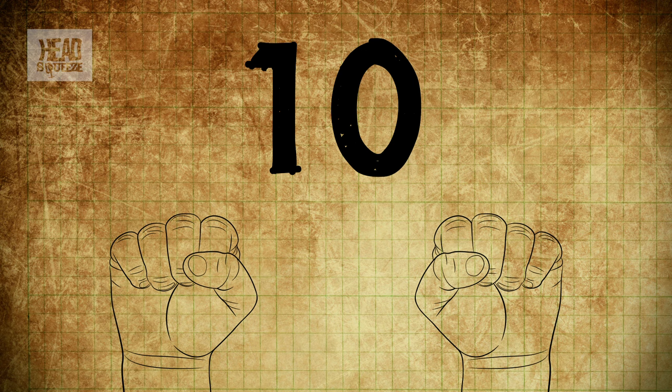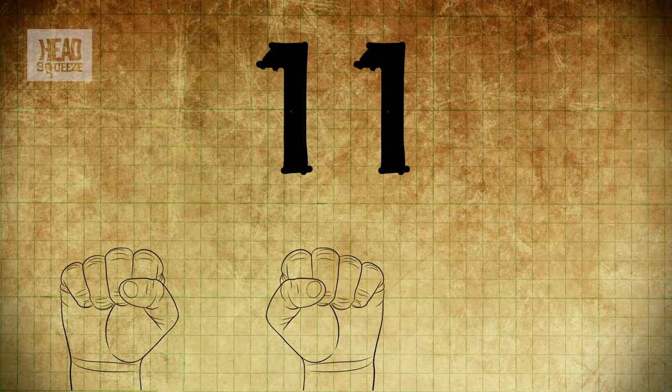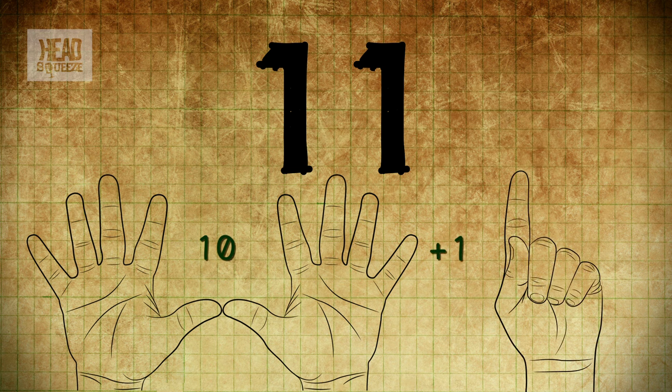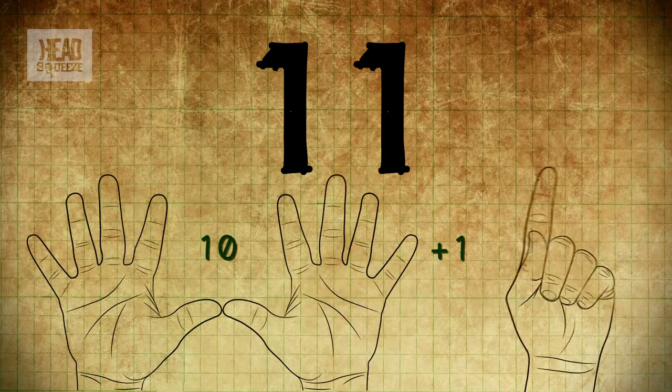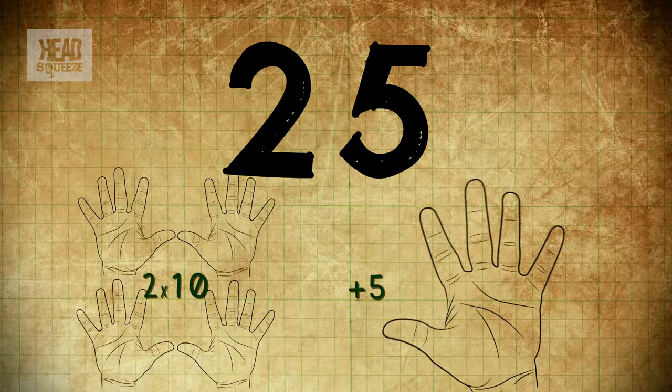So the number 10 has a 1 to the left, telling you that you've counted all the way to 10 once. The number 11 has a 1 on the right as well, which means you've counted all the way to 10 and you've counted another finger. The number 11 means 1 ten and 1 one. The number 25 means 2 tens and 1 lot of 5.